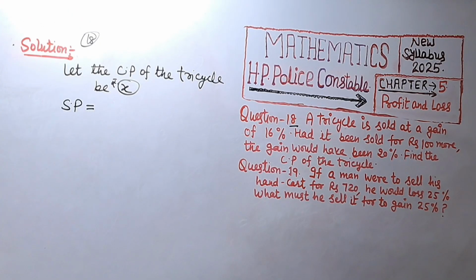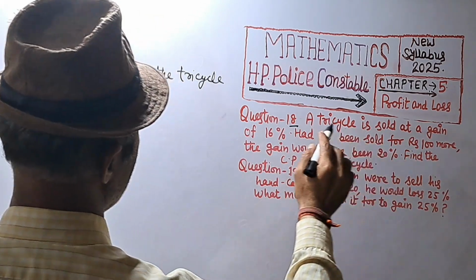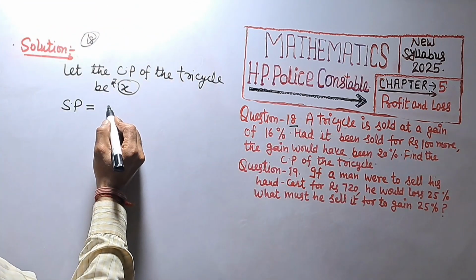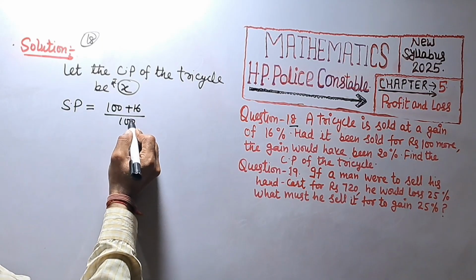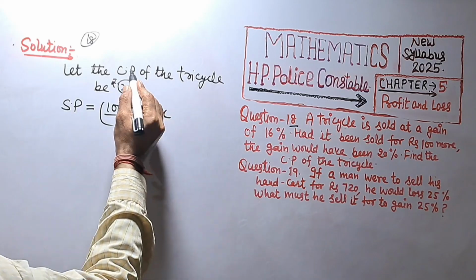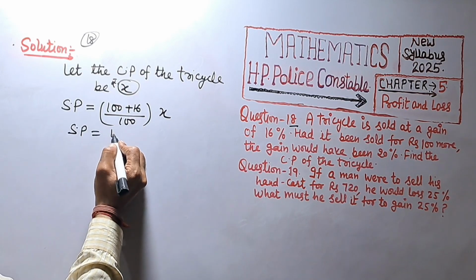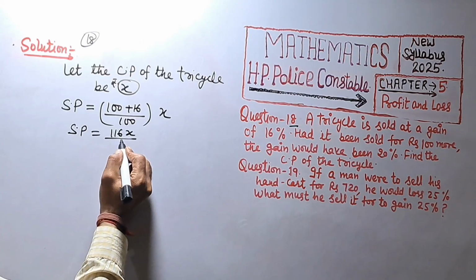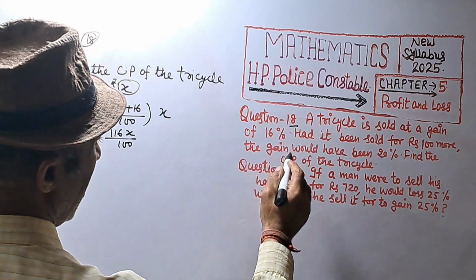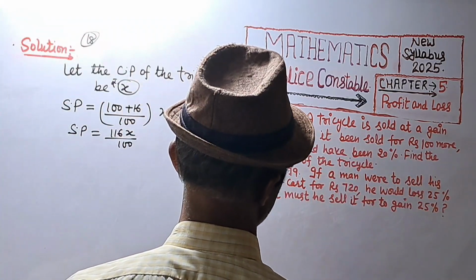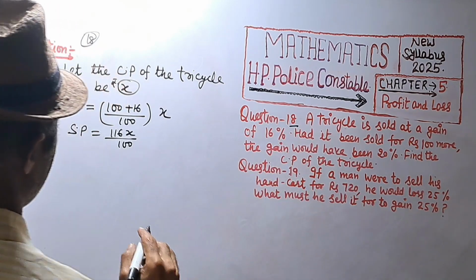Selling price equal to, he sold at a gain of 16%, so 100 plus 16 upon 100 into cost price. So selling price equal to 116x upon 100. And once again, had it been sold for rupees 100 more, the gain would have been 20%.